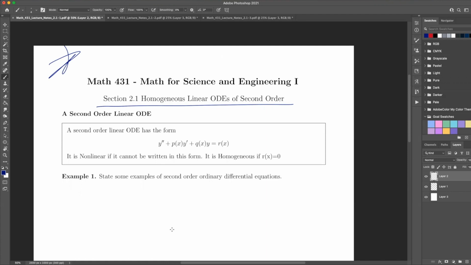We're going to start doing second order linearity. So chapter 1 is first order, chapter 2 is second order, chapter 3 is n order.